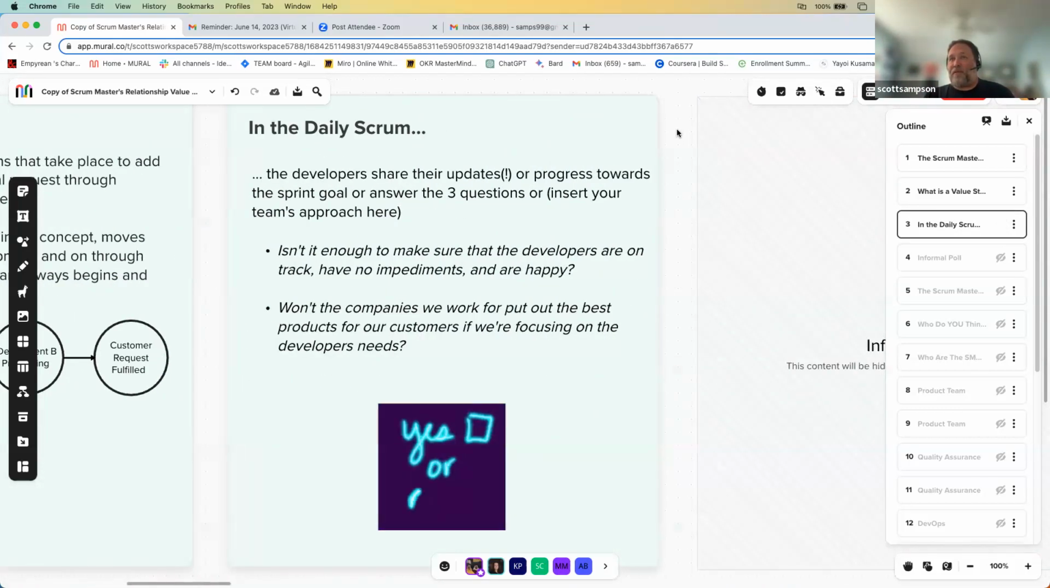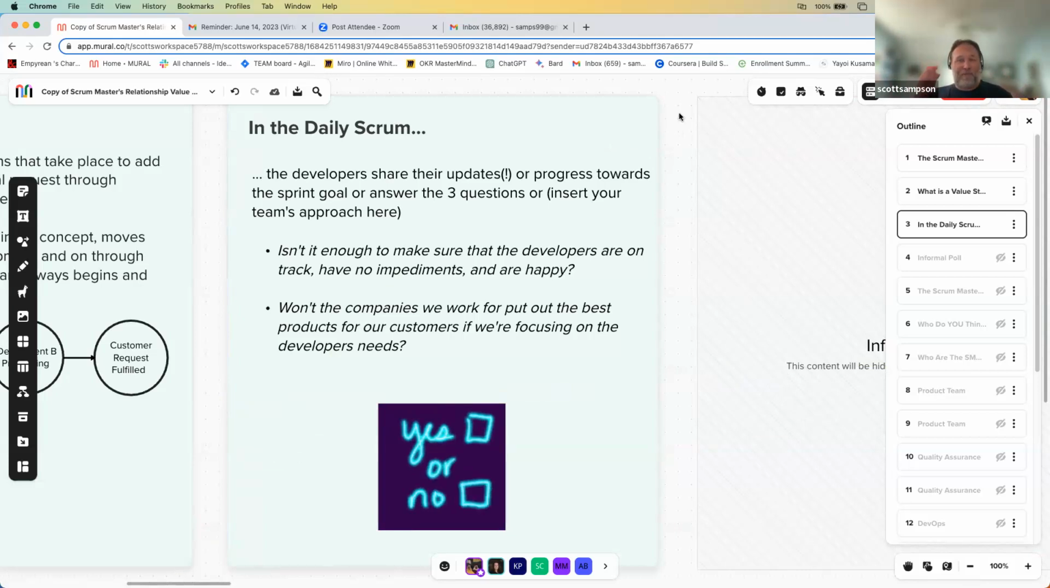So in daily Scrum, I know that a lot of folks, with the daily Scrum, developers share their updates. I know that's not always a great way to say that. It's a little exclamation point there, or their progress, or their sprint goal, or whatever they want to talk about in the Scrum. Insert your team's approach here. So that happens pretty much regularly during the Scrum.